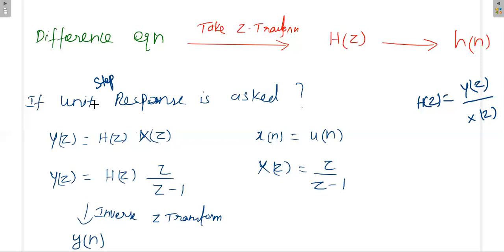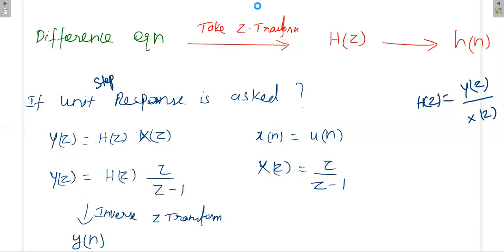Instead of the unit step response, they may be giving some other signal also. So the input could be anything. It may be a ramp signal or any other signal. For that, again, we have to find X of z, substitute that X of z here, and then finally we'll get the response.